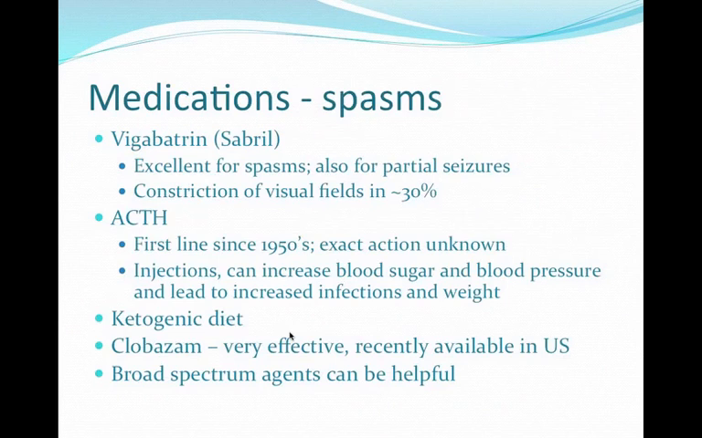And then beyond those 2 medicines, ketogenic diet is an excellent treatment for spasms. And then in terms of the other medicines, clobazam, which is just recently available in the U.S., otherwise known as Onfi here in the U.S., and then the other broad spectrums, and I'll talk about those in a little bit.